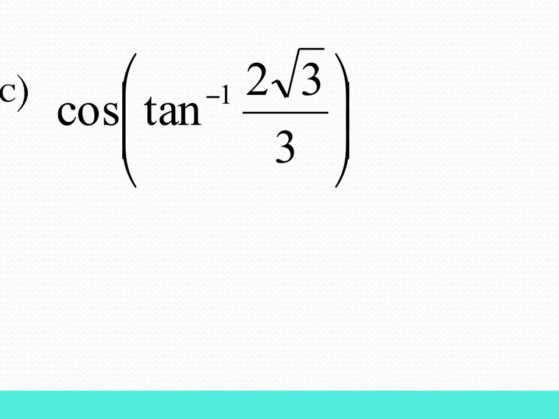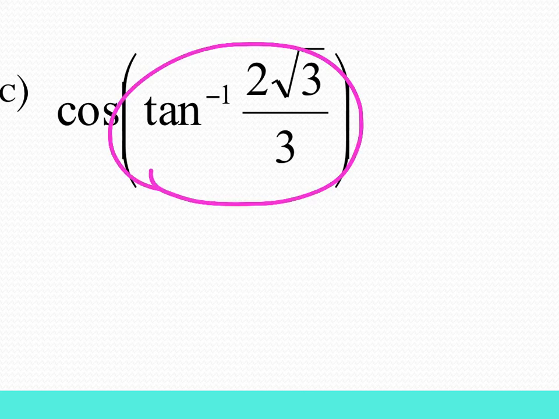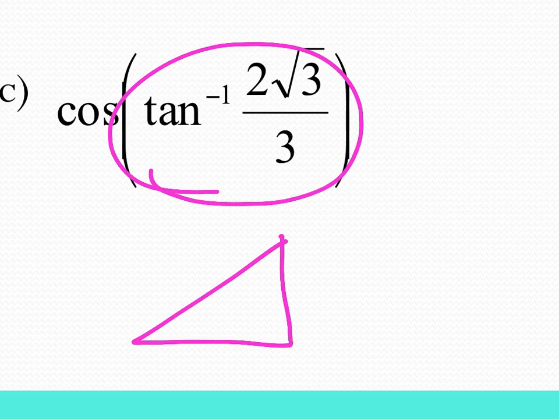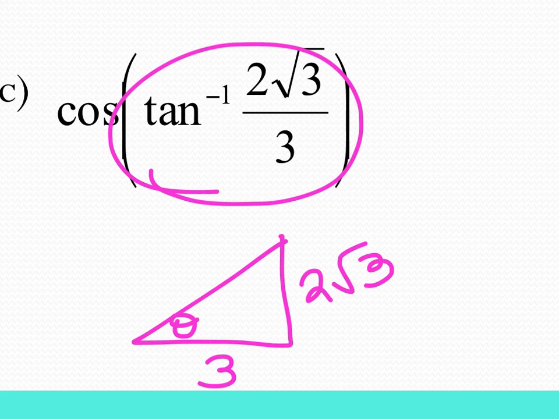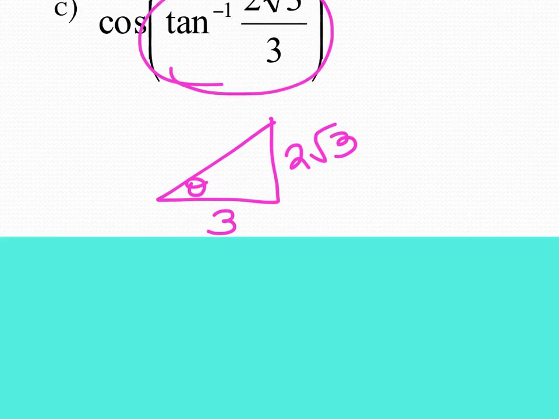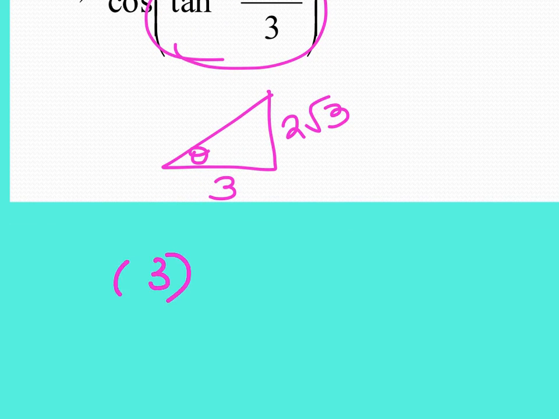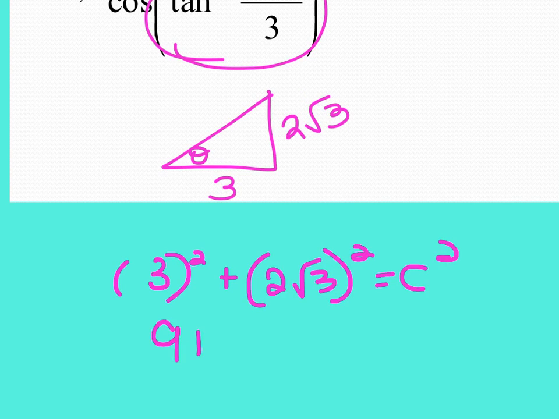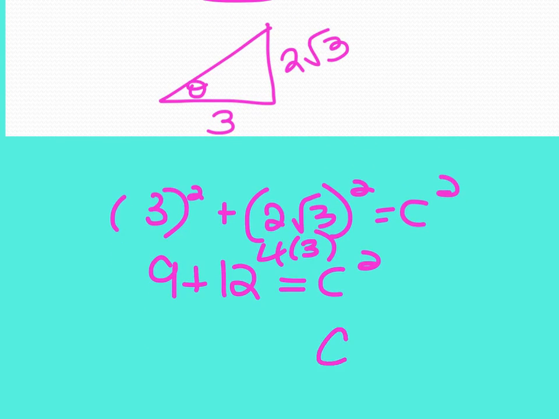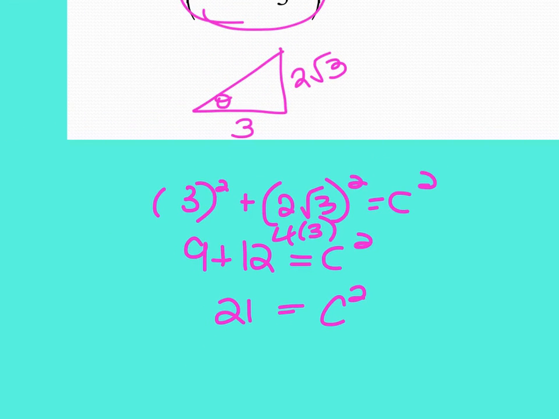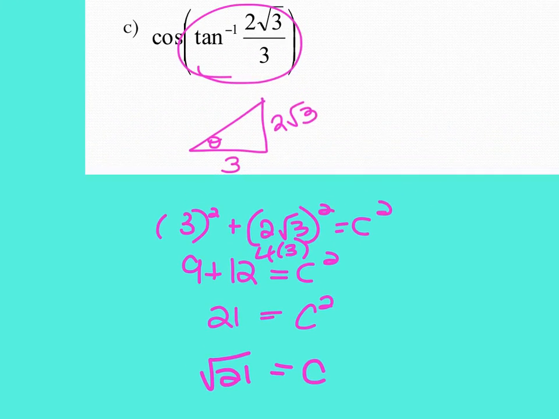It says the cosine of tangent inverse of 2√3/3. So work inside out. The tangent is telling you opposite over adjacent is 2√3/3. Is that a triple? No, so I have to use the Pythagorean theorem. So 3 squared plus (2√3) squared is going to equal c squared. 9, plus 4 times 3, 12. C squared is 21, so c is the square root of 21.